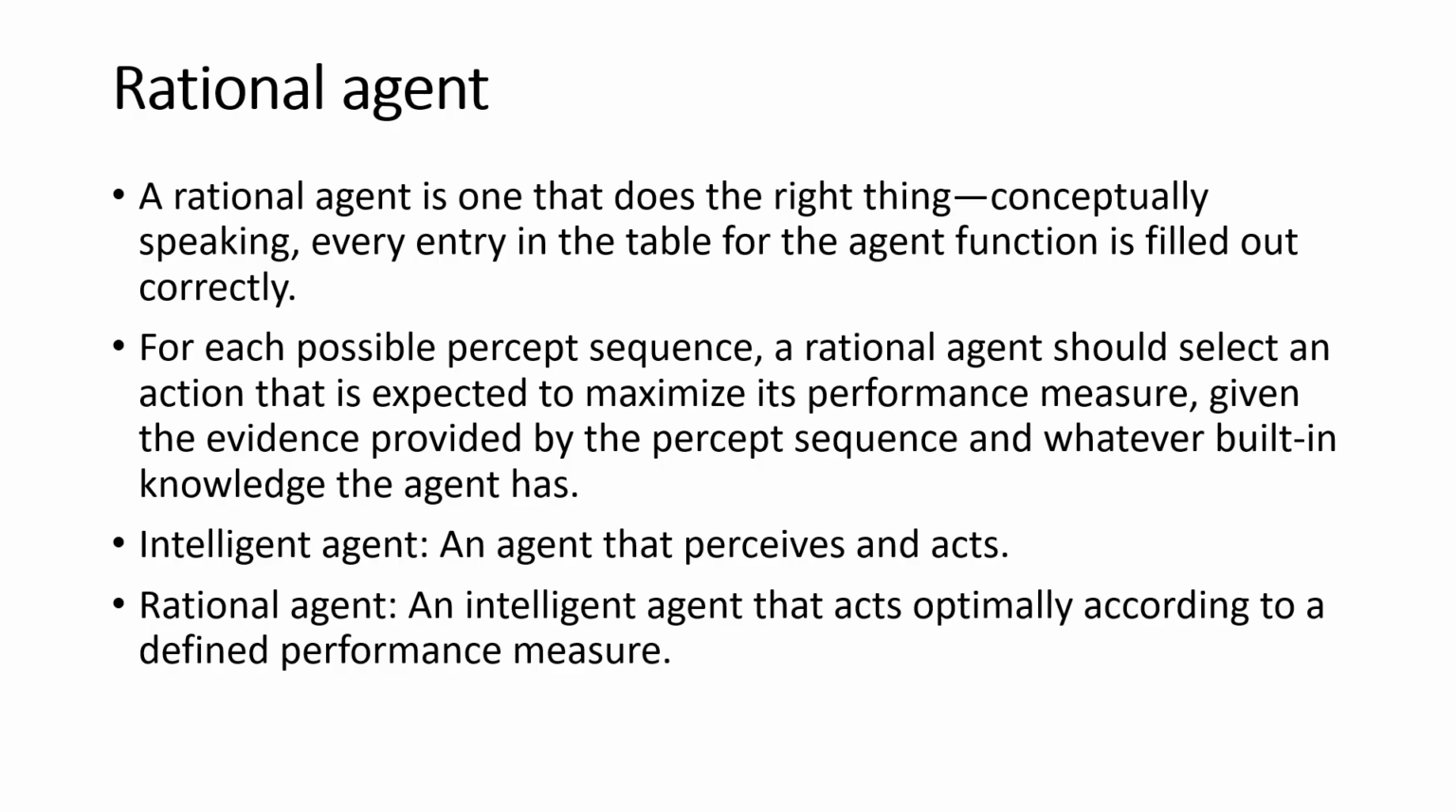Next is rational agent. So what is a rational agent? A rational agent is one that does the right thing. Conceptually speaking, every entry in the table for the agent function is filled out correctly. For each possible percept sequence, a rational agent should select an action that is expected to maximize its performance measure given the evidence provided by the percept sequence and whatever built-in knowledge the agent has.